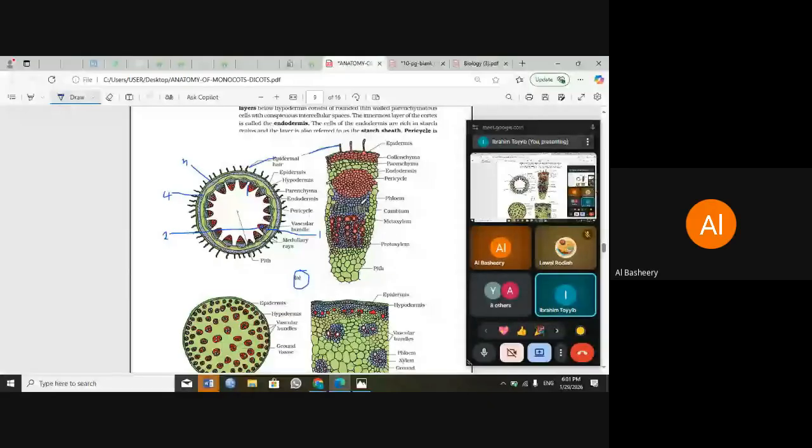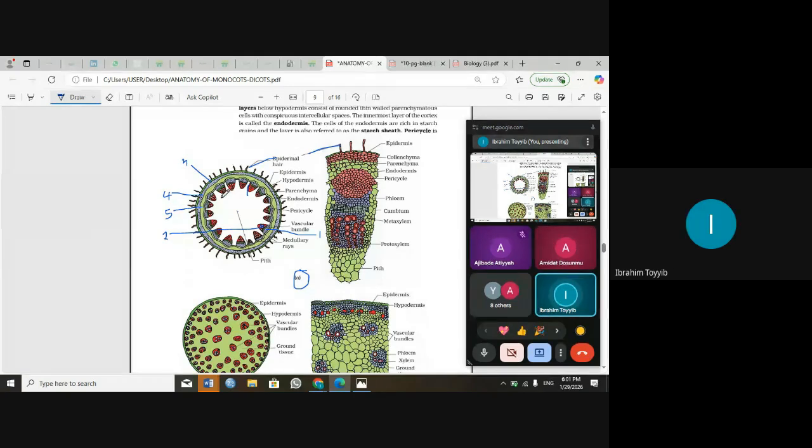The part labeled 4 is what? Cortex. Look at where I point. Is cortex here in the dicot stem? It is the hypodermis. So look at this part, label 5. What's the name? Parenchyma.